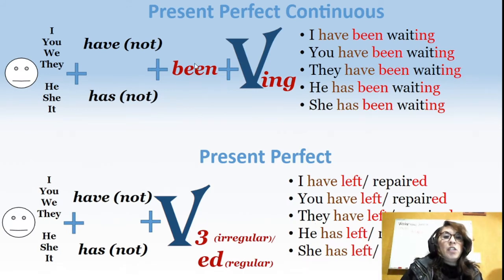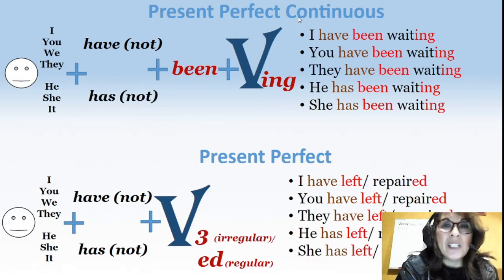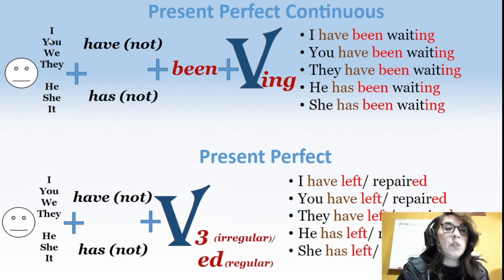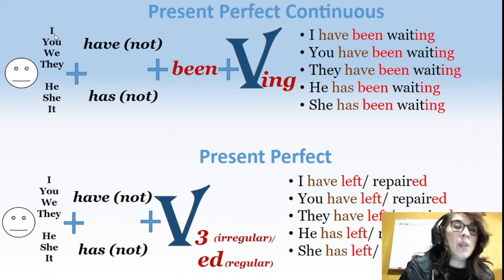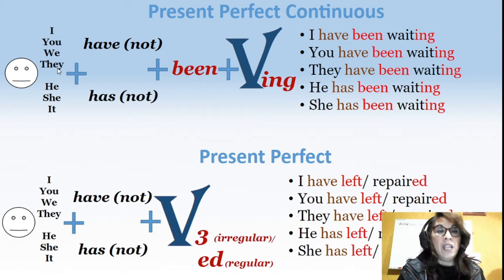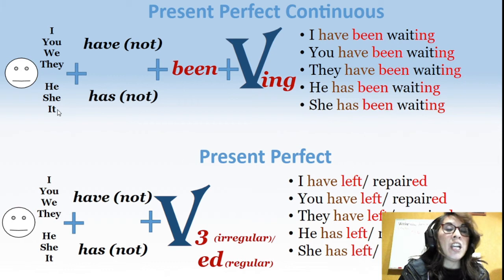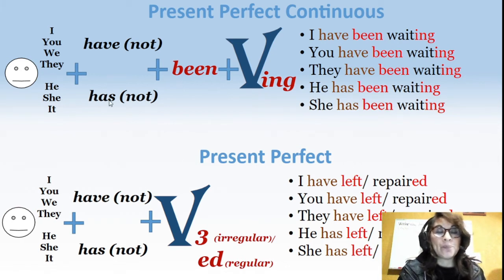Well, something that you need to remember is that with the present perfect continuous, you need to start with the subject: I, you, we, they, he, she, or it. But remember that you have to use 2 different auxiliaries, have or has. What is the negative? Have not or haven't, has not or hasn't. Remember that the pronouns I, you, we, and they use the auxiliary have, but he, she, and it use the auxiliary has.